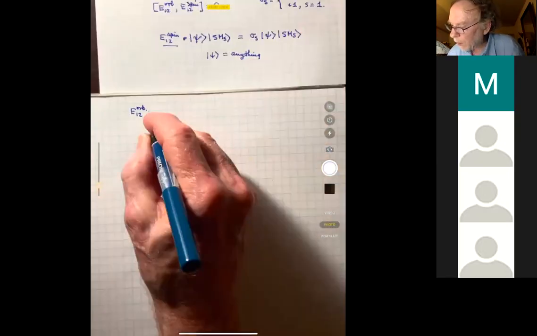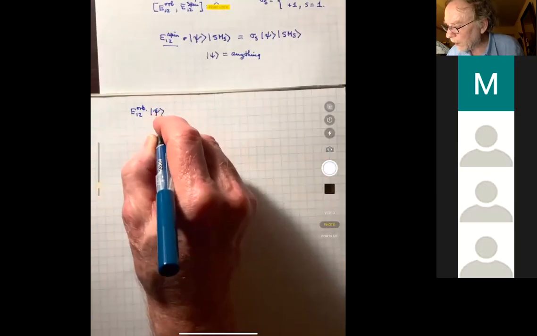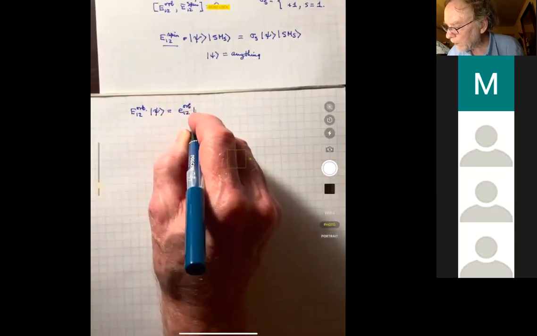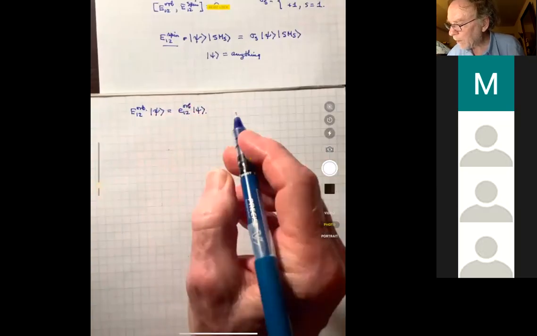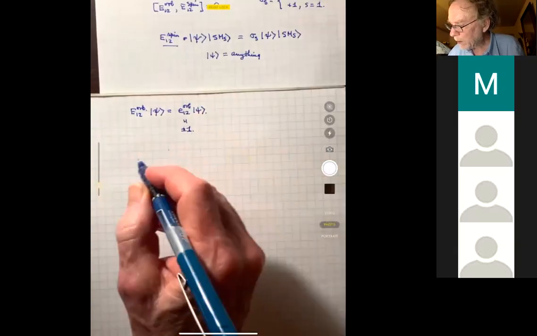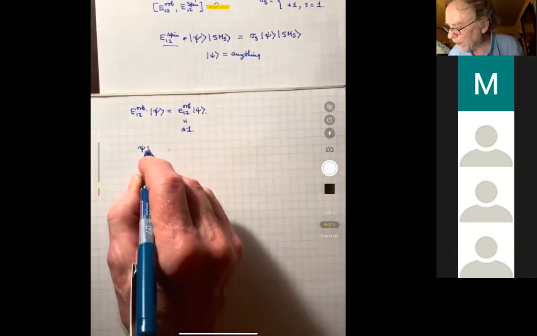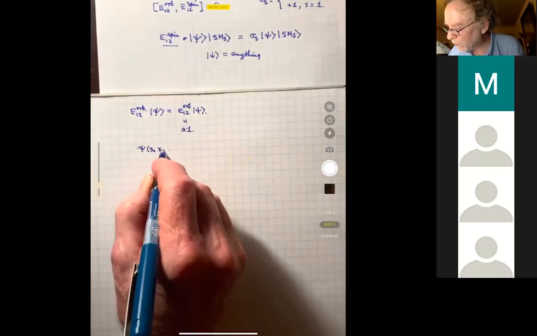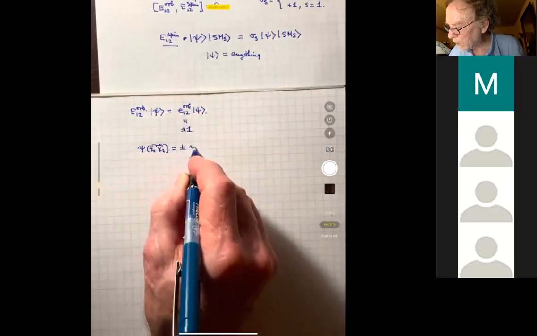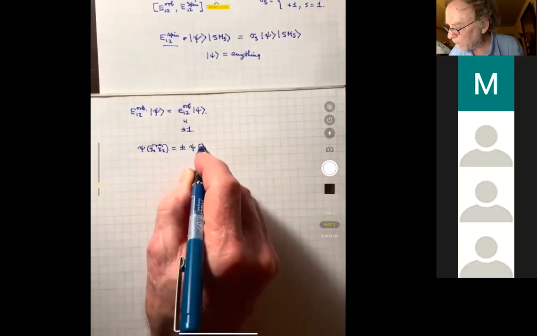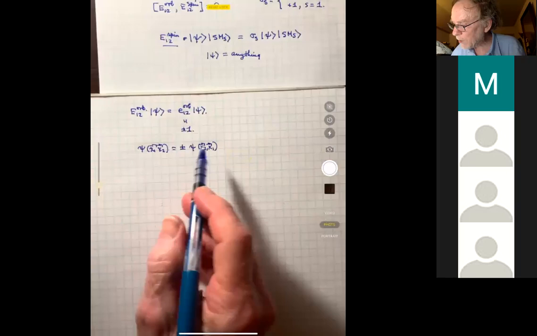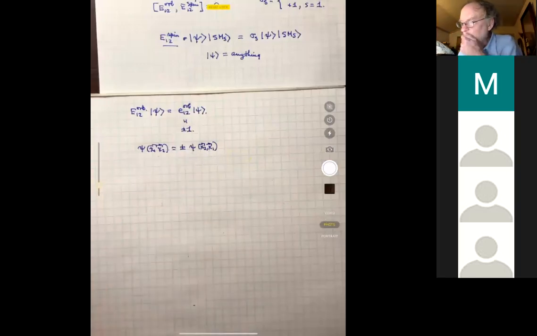So E12 orbital acting on a spatial wave function like this gives us an eigenvalue times psi. And this is either equal to plus or minus 1. What this means is that psi, the wave function of x1, x2, is either equal to plus or minus psi of x2, x1, because that's what E12 orbital does, it just swaps the x1, x2 labels.